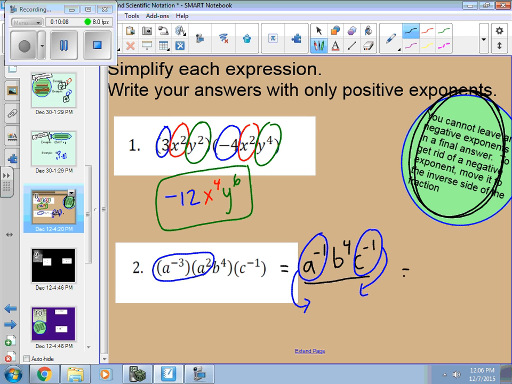So the final answer on this one, b already has a positive one. We're going to leave that one where it's at. If a goes to the bottom, it's going to be to the positive first power now. And same with c, to the positive first power. If something's to the first power, you don't need to write the exponent. So you could also write this answer as b to the fourth over ac. And that would be the simplified answer.